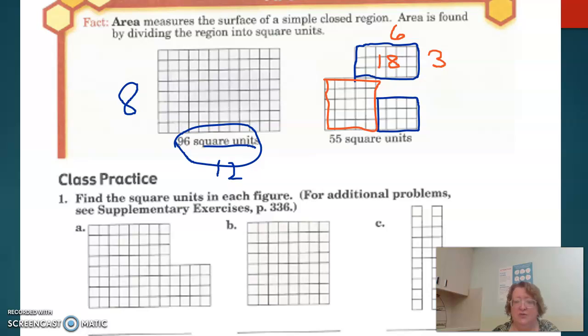Okay, now let's go to this one and count. 1, 2, 3, 4, 5 is the length. And 1, 2, 3, 4, 5 is the width. And so we multiply to get area. So what would the area of this shape be? It would be 25 square units. Now let's do this one.